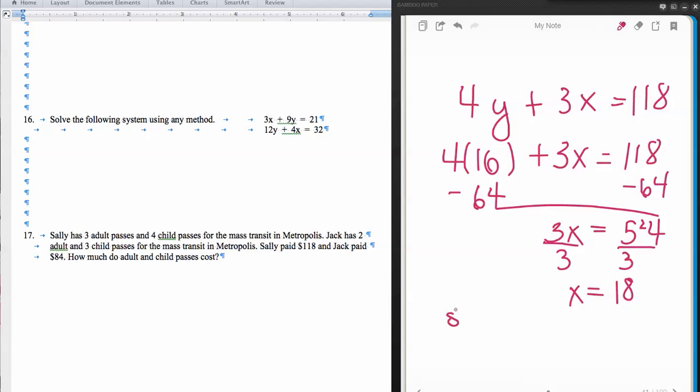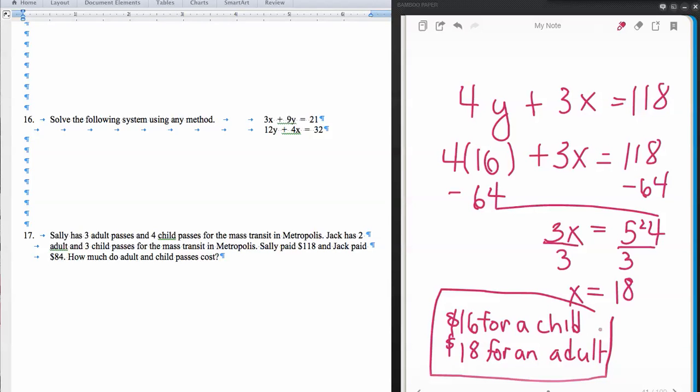So it's $16 for a child and $18 for an adult. And that will be our final answer and the end of our lectures for this one.